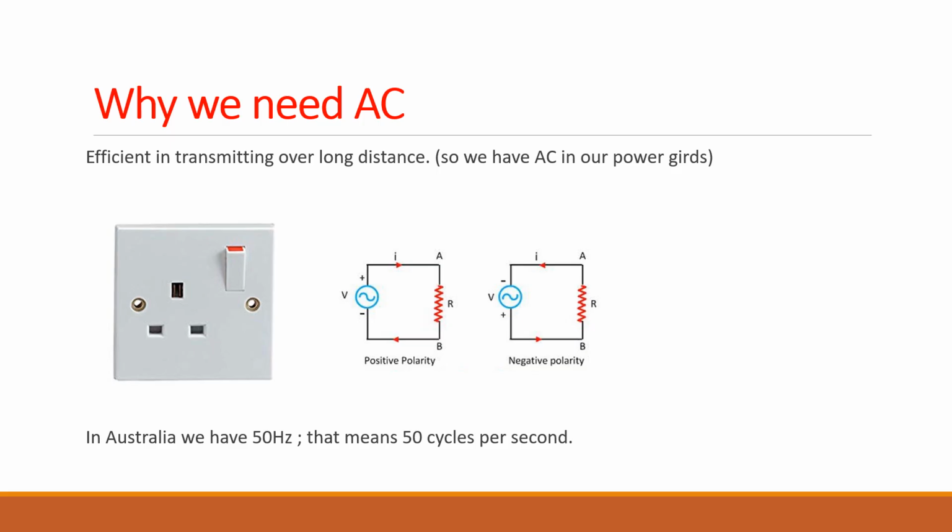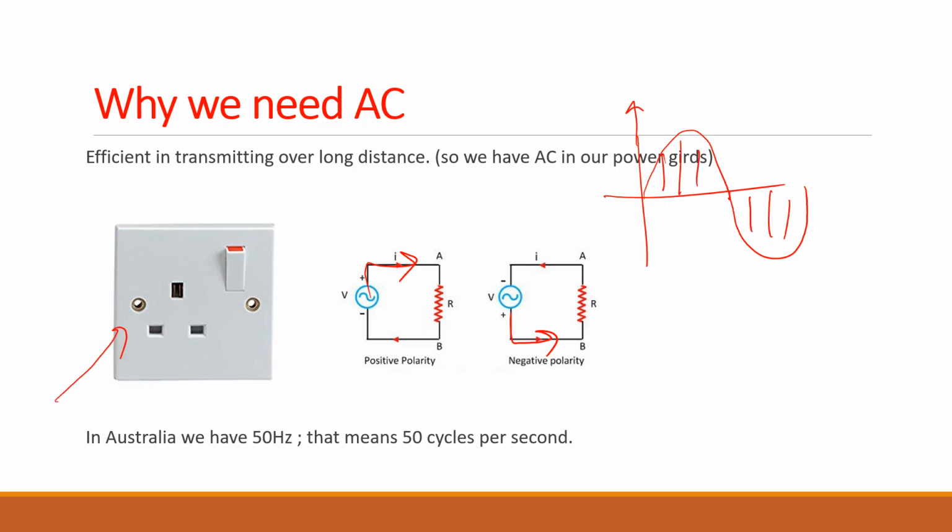AC current is changing direction as well. You can see this is in the positive direction, so maybe going this way. When the negative half happens, it is going in the opposite direction. So it is changing direction and also changing magnitude. If you see here, it is a sinusoidal graph. In Australia, we have 50 hertz. That means there are 50 cycles per second, which we call the frequency. Frequency is the number of cycles per second, and the period is time per cycle. So 1 over f, or 1 over 50, will be the period.